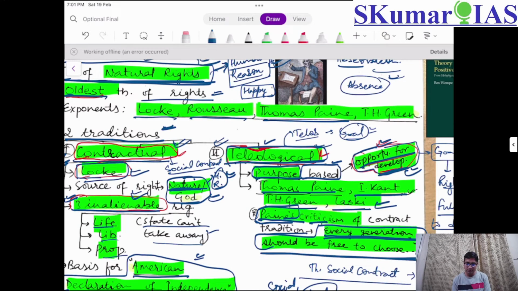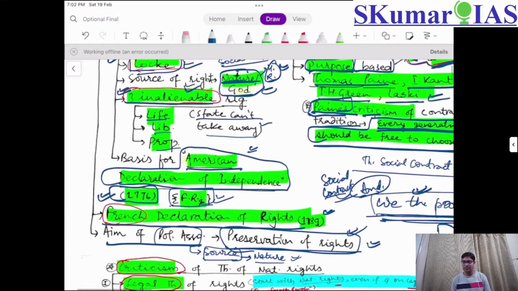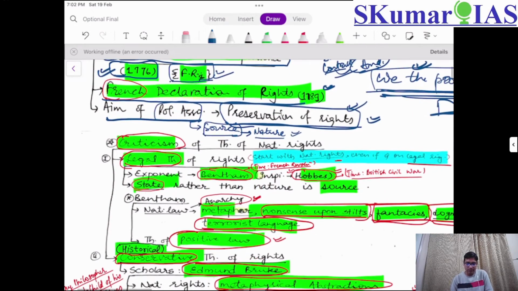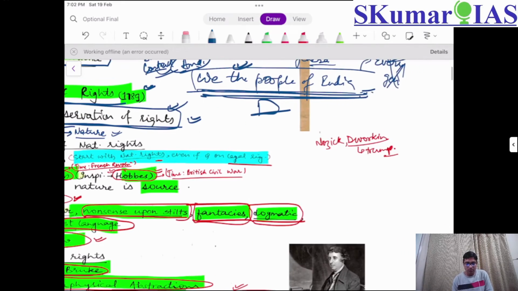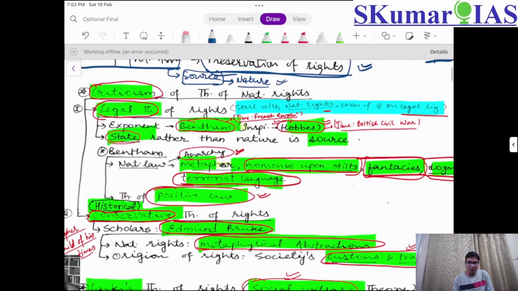The teleological theory also says that the source is nature only. Teleological theories also come under the theory of natural rights, because the foundation of these rights is human reason only. So now let us come to the criticism of the theory of natural rights. In political science, until and unless you criticize something, your answer is not complete. If there is no criticism, well and good, but only 1% of topics may be like that. You should always be a critical thinker in political science, otherwise you cannot write good answers. So now let us see the criticism of natural rights.